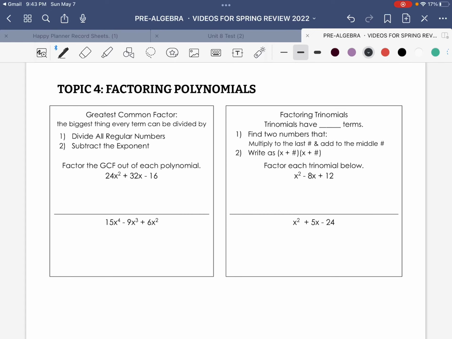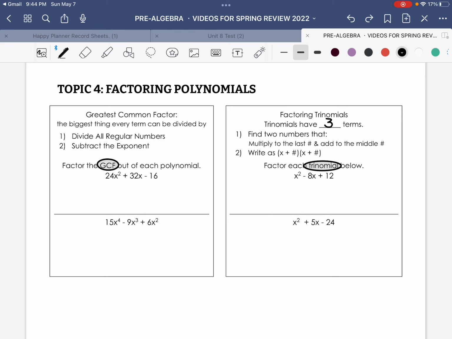Welcome to topic 4, factoring polynomials. We are going to do two methods. One is called the GCF, greatest common factor, and the other one is called factoring trinomials. Trinomials are going to have 3 terms. That is the biggest way that you can decide how to factor those, but also you'll notice that there's no number in front right here. That's how you know when to use that method.